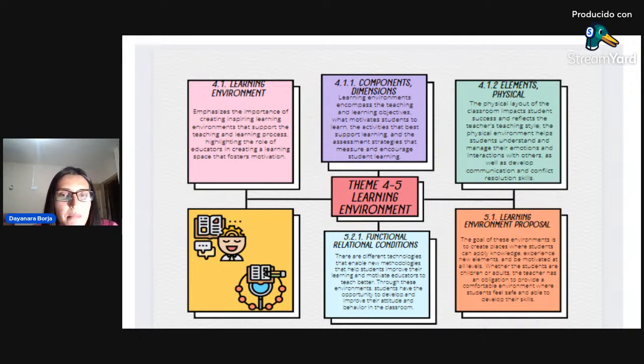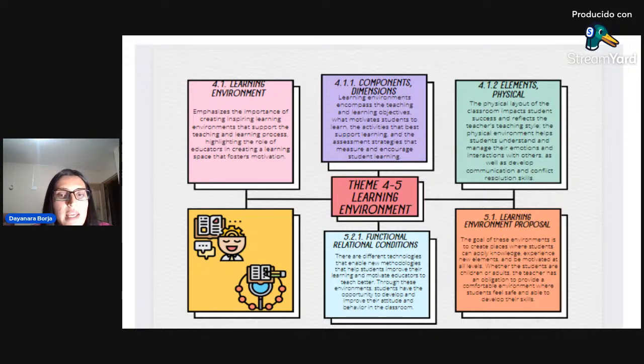Learning environments are broad and include goals for teaching and learning: what motivates the student to learn, activities that best support learning, and assessment strategies that measure and promote student learning. It is also mentioned that these components can be identified through observable characteristics of learning.